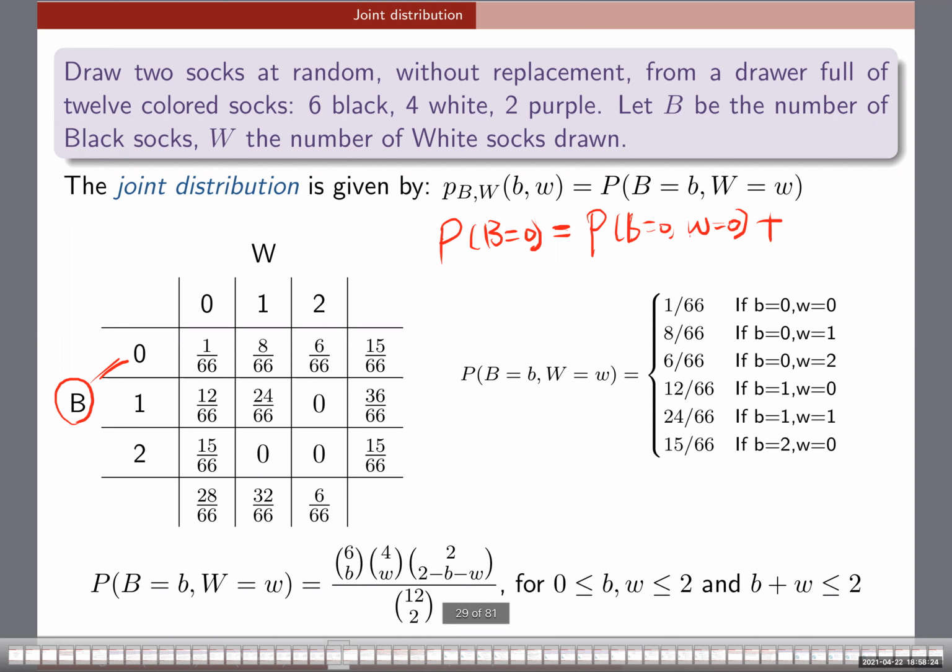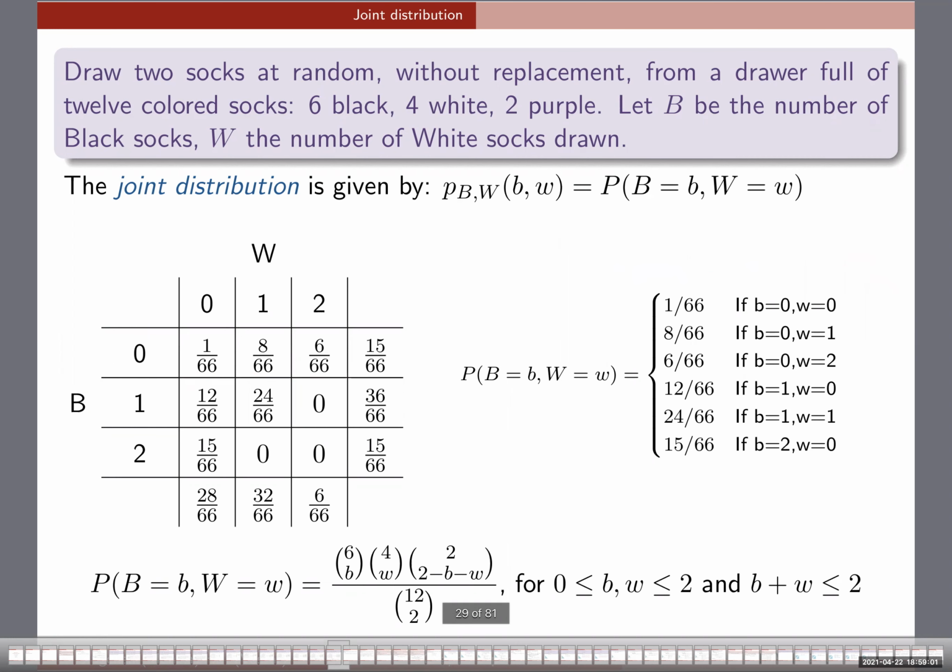plus, sorry about the notes here, b and w are capital letters, the probability that B equals 0 and W equals 1, and then plus the third case, B equals 0 and W equals 2. That's why we're adding them up. This goes back to our law of total probability. Now we're more formally defining it through the joint distribution to get the marginal probability, but it follows the same logic as the law of total probability.